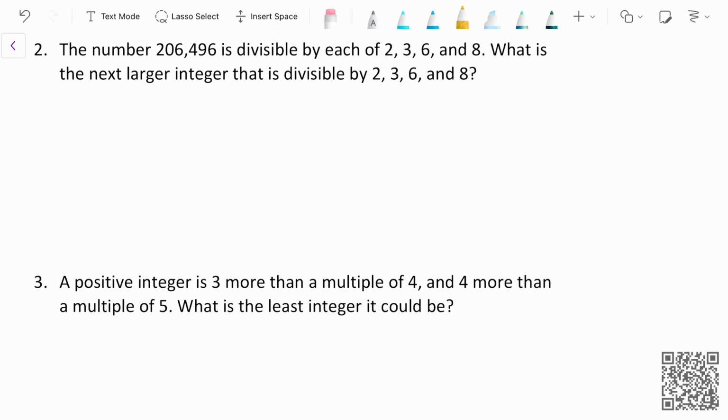Moving on to problem number 2. This number, I'm not feeling like saying it right now because it's a 6-digit number, is divisible by each of 2, 3, 6, and 8. What is the next larger integer that is divisible by 2, 3, 6, and 8?